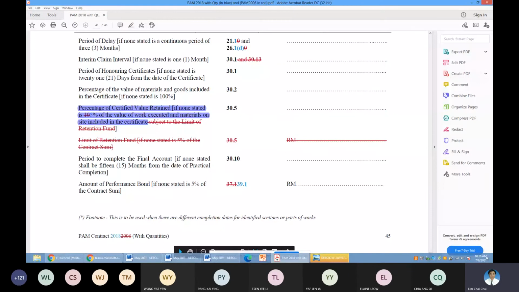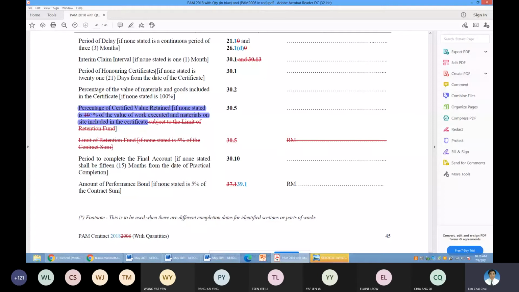So the honoring period, so you've got your final account here, 15 months, and then your honoring period, if non-stated, is 21 days. Okay, so the period to final account, if non-stated, will be 15 months from the date of practical completion.